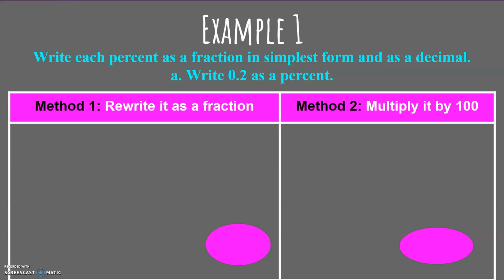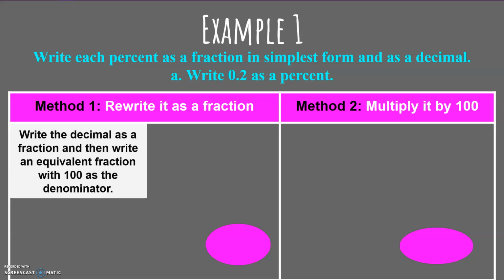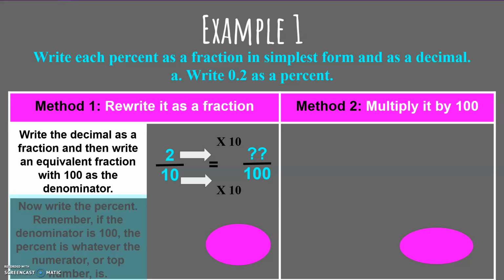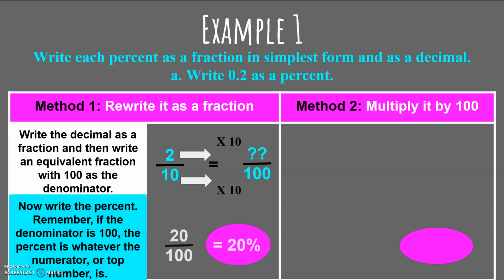We're going to do this both ways. Method 1, rewrite it as a fraction. Method 2, multiply it by 100. Now, 0.2, we know is the decimal 2/10. So to write the decimal as a fraction, and then write the equivalent fraction with 100 as the denominator is how we're going to do that. 2/10 is written as 2 over 10. How do we get the denominator to be 100? We multiply it by 10. What we do to the bottom, we do to the top, and we end up with 20 over 100, which is the same as 20%.